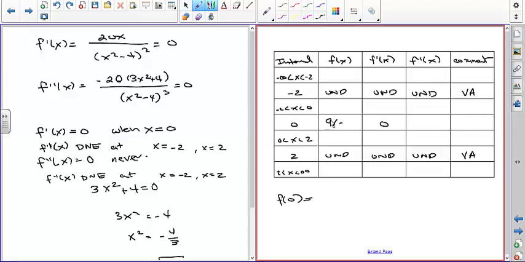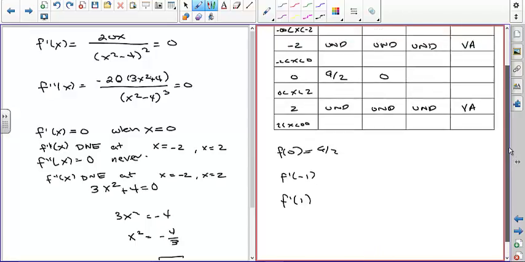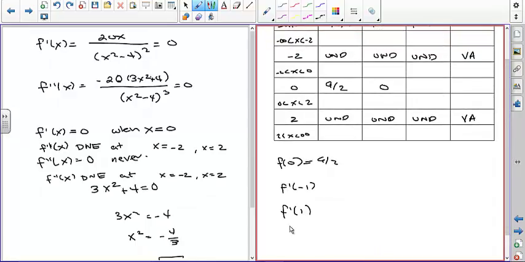So this is 9/2. Okay, now the next thing we have to do is figure out the signs of the derivatives. So we need to find out what f prime is at some value between 0 and negative 2. I'm going to pick negative 1. Also f prime of 1, that's in this interval. We can also then do the second derivative. So we could do f double prime of 0, which would be the same for those two. And then we also need to find f double prime of, say, negative 3 and f double prime of positive 3.